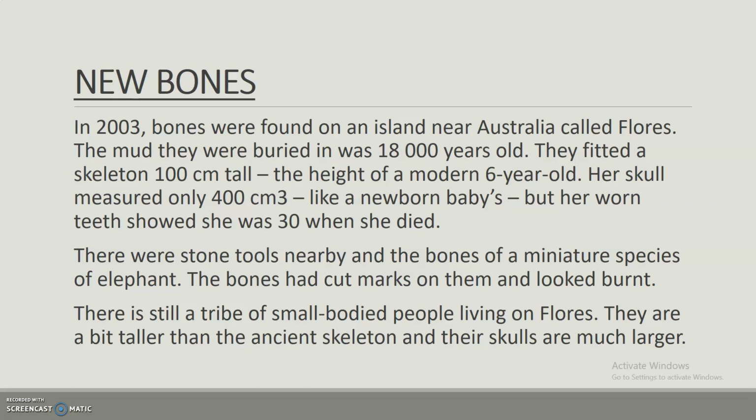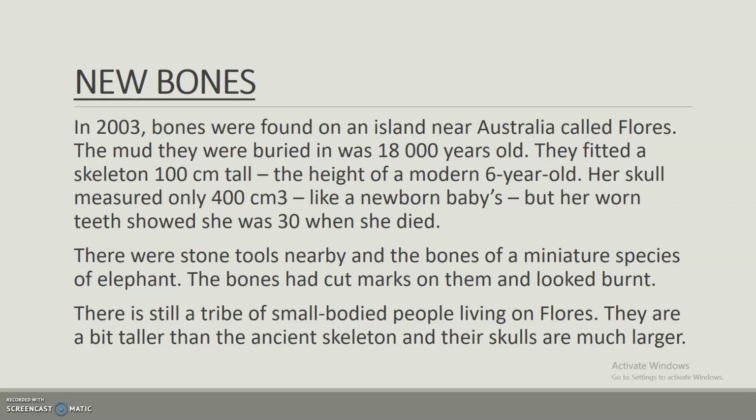Okay, there were stone tools nearby and the bones of a miniature species of elephant. The bones had cut marks on them and looked burnt. Okay, so these things were there. There is still a tribe of small bodied people living on Flores. So even today, there is a group of people whose body is very small. They are still living in Flores, which is an island near Australia. They are a bit taller than the ancient skeleton and their skulls are much larger.